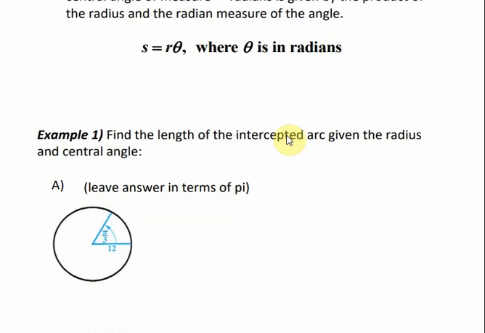Okay, so we're going to find the length of the intercepted arc given the radius and the central angle. And it says to leave the answer in terms of pi. So we're using this formula here, S is equal to r times theta. They've given us the radius, which is 12, and then this is the angle, theta. So we're going to find S because we have the other two pieces of information. The radius is 12, and the angle is pi over 3. So that would just be 12 pi over 3, which would be 4 pi. And it says to leave our answer in terms of pi, so that would be the length of the arc.